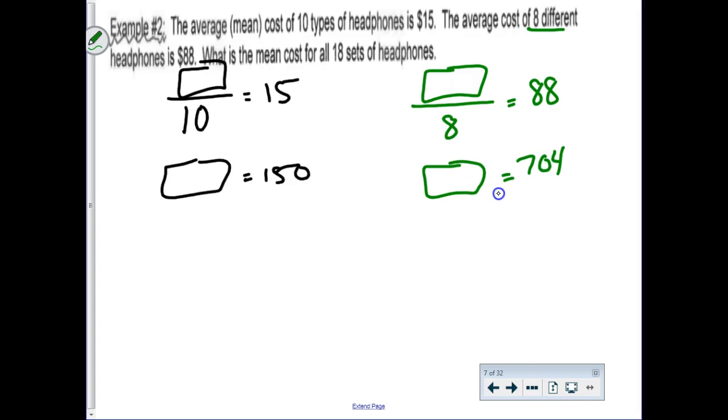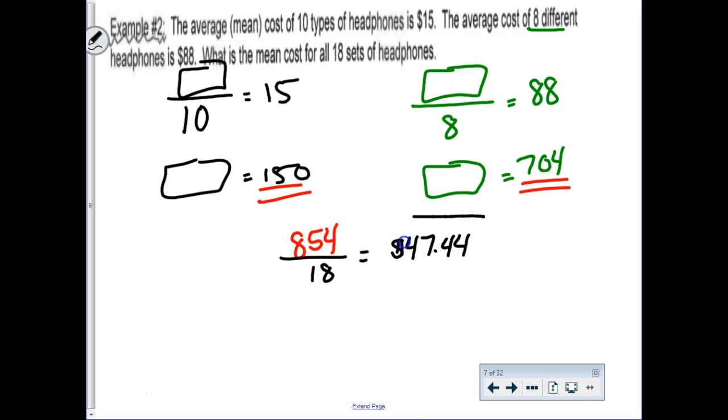So if I look at my total inventory for all the headphones, it's $150 worth of inventory plus $704 worth of inventory. Can you guys add those together for me? 854. So that's how much money all of the headphones are worth if I add them all together. So if I wanted to average all of them, you would divide by how many headphones you have. Well, guys, how many total headphones are we working with here? 18. So the average for all of the inventory of all of the headphones in the store is $47.44. Awesome. Definitely not the only way to get that question right, guys.